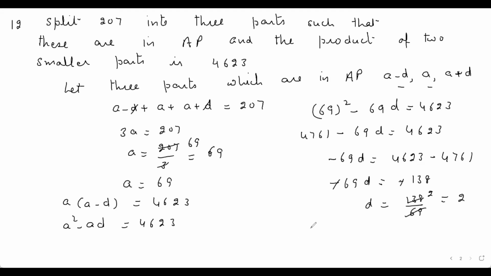Now the 3 parts are A minus D, A and A plus D. Value of A is 69 minus 2, 69, 69 plus 2. It means 3 parts are 67, 69 and 71. So 3 parts are 67, 69 and 71.